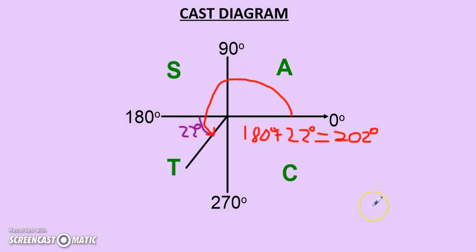Okay, so in summary in this video, what we've done is we've introduced the cast diagram and how that works, and how to plot angles on a cast diagram. We haven't actually solved any trigonometric equations yet, so I've just introduced the idea of the cast diagram, and it's in the next video, part 2, that I will look at how we use a cast diagram to solve trigonometric equations.